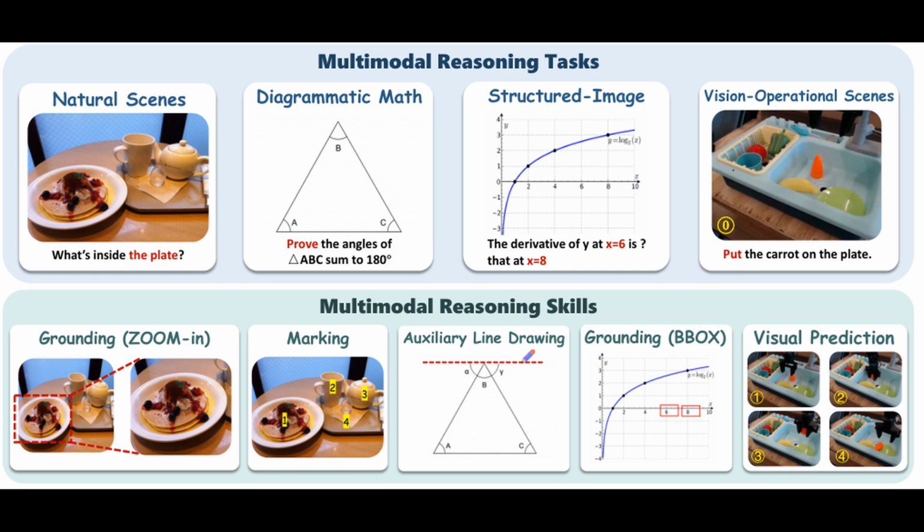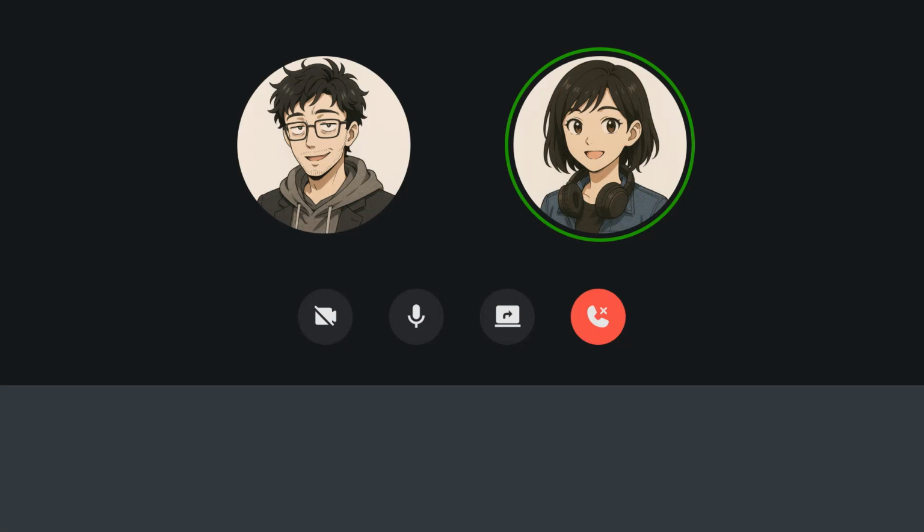And what's fascinating is the bottom half of this figure, which shows the diverse reasoning skills needed to handle these tasks. We've got grounding with zoom-in capabilities, marking objects, drawing auxiliary lines for math problems, creating bounding boxes, and even visual prediction. Exactly. And current systems are typically specialized for just one of these skills. You might have a great system for zooming in on parts of an image, but it can't mark objects. Or you have one that's amazing at drawing bounding boxes but can't predict visual changes.